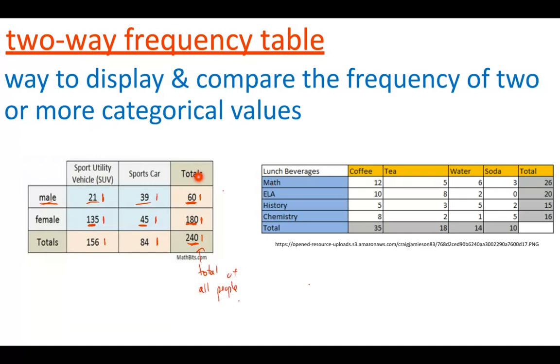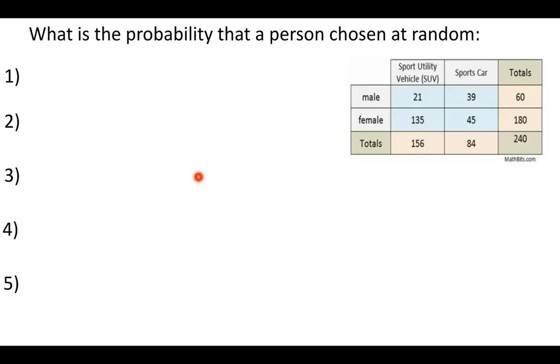That's generally how the setup works. Same with this other one. You could add these across, 12, 5, 6, 3, you'd get 26. You could also add down 12, 10, 5, 8, you get 35. So these are called two-way tables because there are variables in both directions, rows and columns. And these are what we're going to use for conditional probabilities. So let's start by looking at a couple examples. We're going to use that table about males and females with SUVs and sports cars to begin with, and we're going to answer some questions.